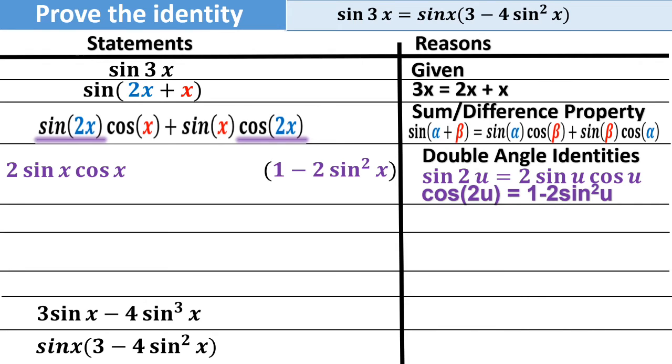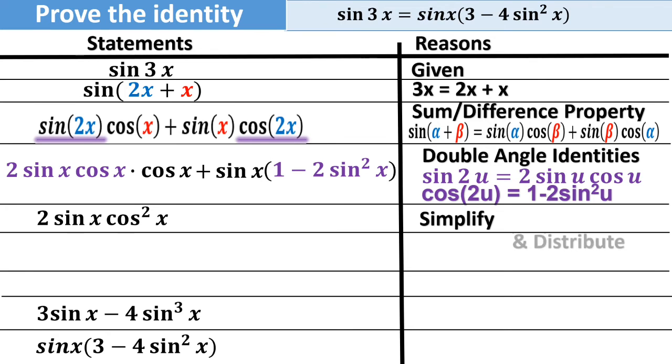The cosine of x plus sine x will remain the same. Next, I can simplify the left side. 2 multiplied by sine x multiplied by cosine x multiplied by cosine x is 2 sine x cosine squared x. I can also distribute the sine x.